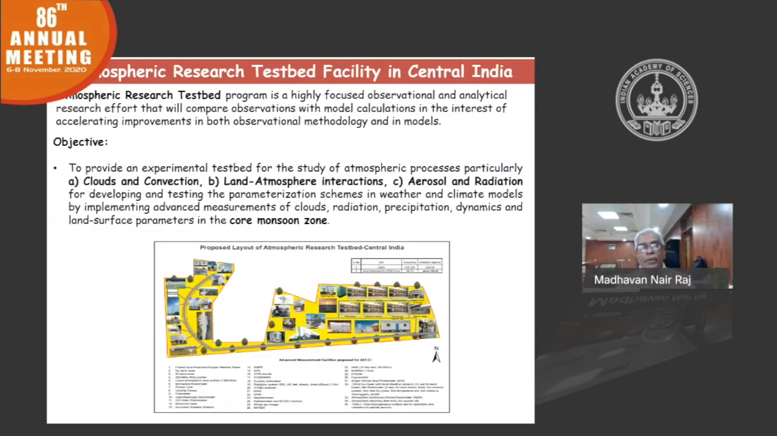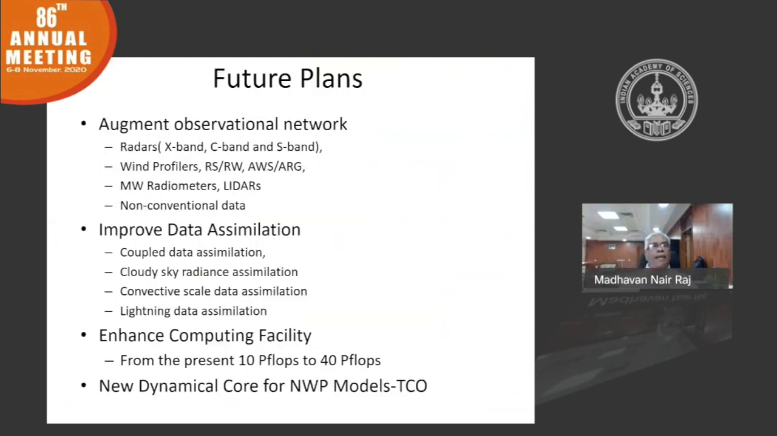And also we are setting up a new atmospheric research testbed in Bhopal, which could be one of the best in the world. It's a state-of-the-art observatory we are setting up. And future plans are that we are going to improve our observations and improve our data assimilation. We are improving our computing facility from 10 petaflops to 40. And we are trying to have a new dynamical core for NWP models, which is going very well now.